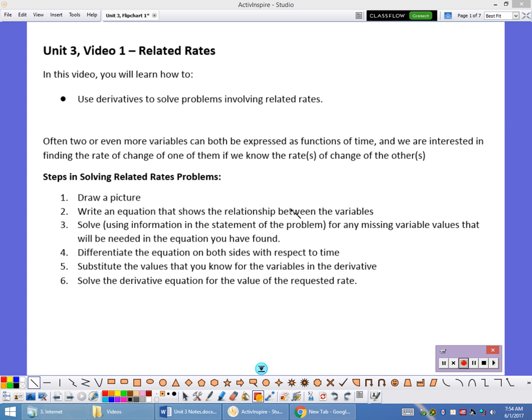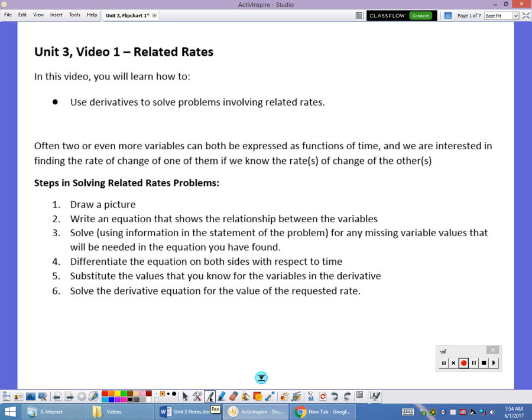Related rates are when you have two or maybe more variables changing at the same time, and we can express them as a function of time. So we can take a look at, like, the change of the radius versus the change of the volume of a cone or a sphere, something like that. Then we set up that relationship between the variables and we solve the equations.